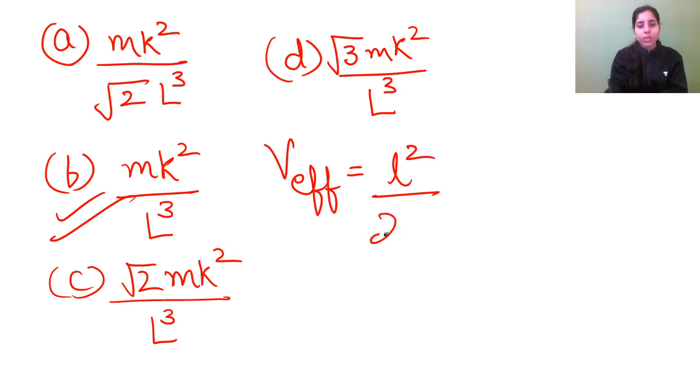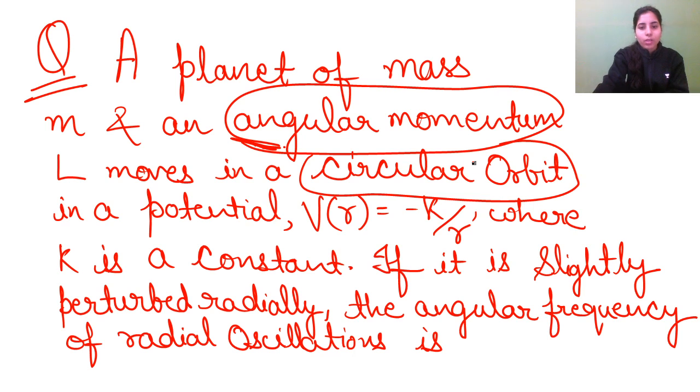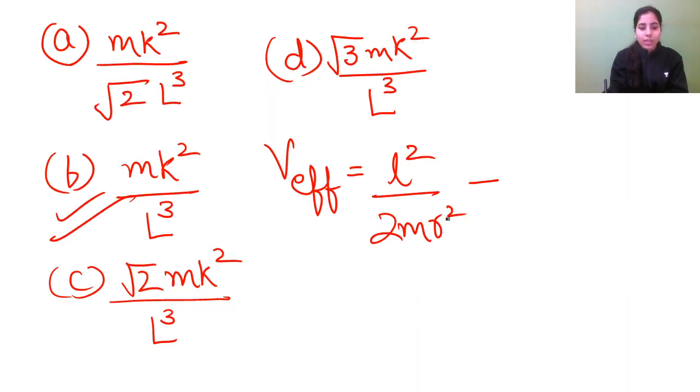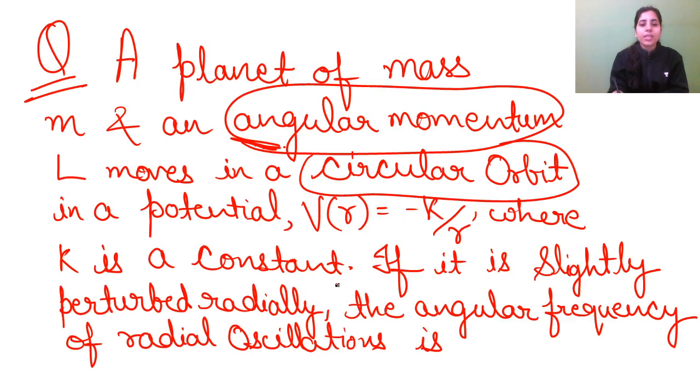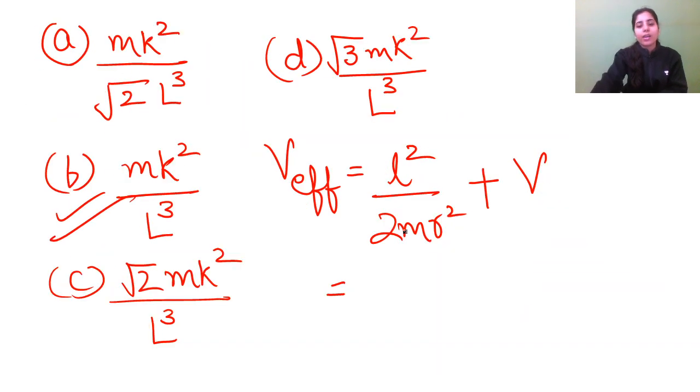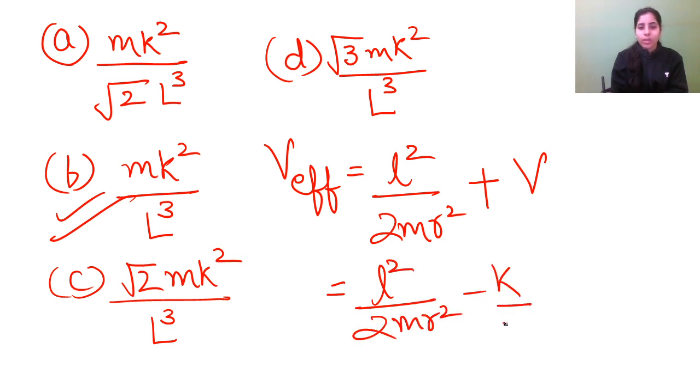How can we write it? V effective is equal to L square upon 2mr square plus V. Clear? So here V is equal to what? That is minus K by R. Put V is equal to minus K by R here. This is the effective potential you are getting.